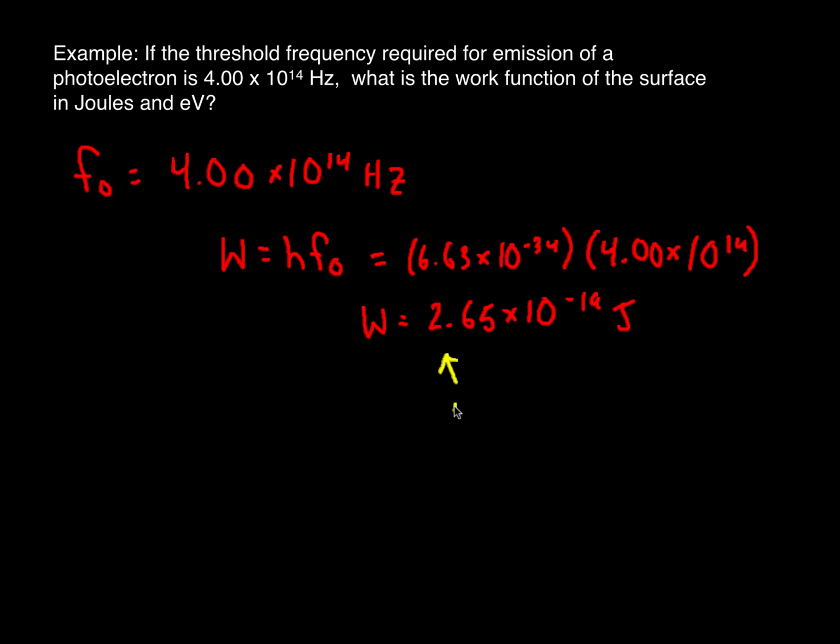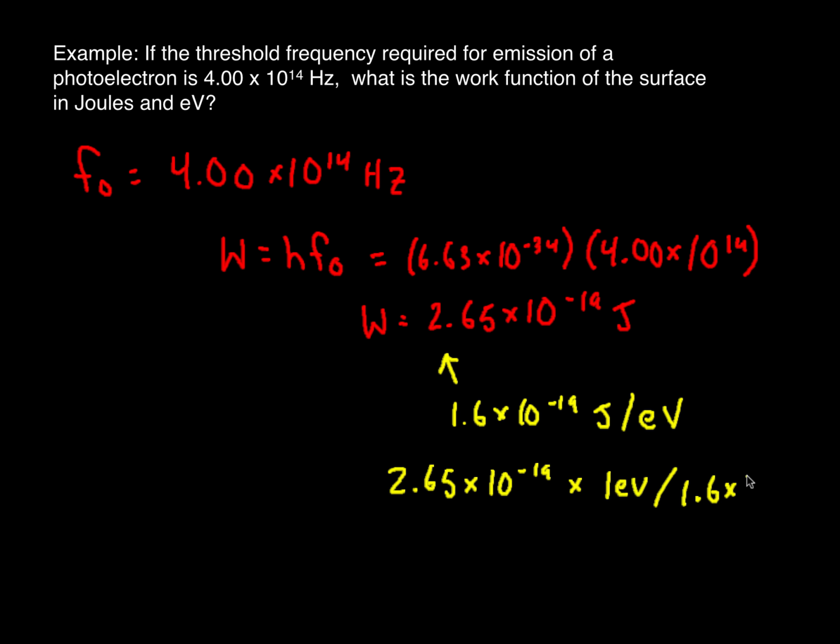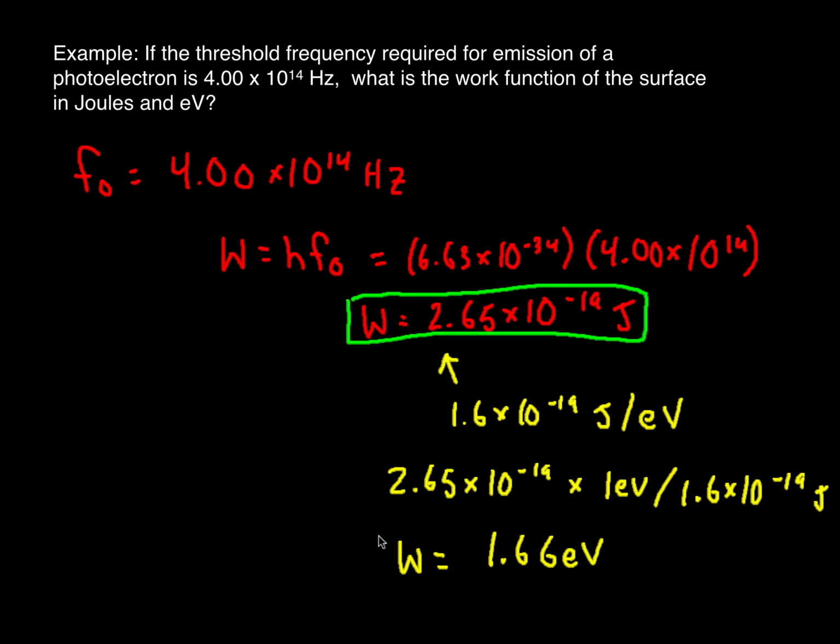Converting this to electron volts, we remember that 1.6 times 10 to the minus 19 joules is in every electron volt. So 2.65 times 10 to the minus 19 joules times 1 electron volt divided by 1.6 times 10 to the minus 19 joules. Joules cancels out, and this gives us a work function in electron volts equal to 1.66 electron volts. So we know that if a photon with energy equal to 2.65 times 10 to the minus 19 joules, or 1.66 electron volts, falls on the metal, an electron will be released.